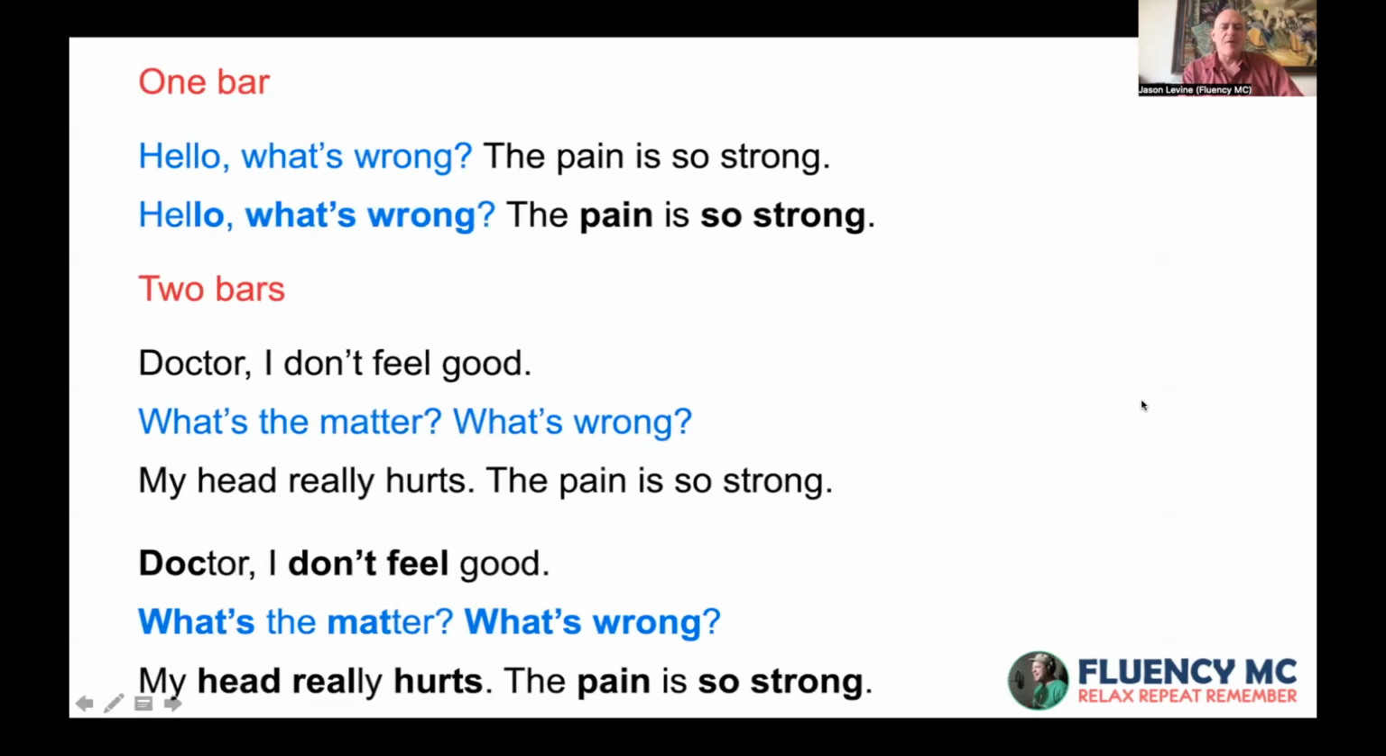So when I say one bar, this is what I mean. Here it is without the stress, and here it is with the stress. So I have here, as you see for the first time, the word stress, not just hello is stressed, but hello. So, hello, what's wrong? The pain is so strong. So there's the doctor and the patient, one bar.